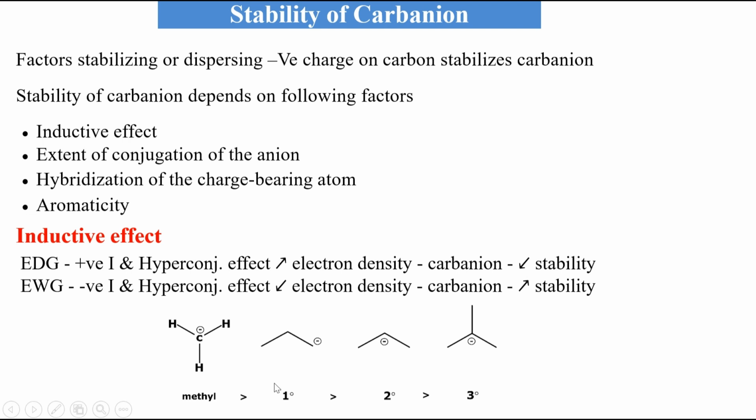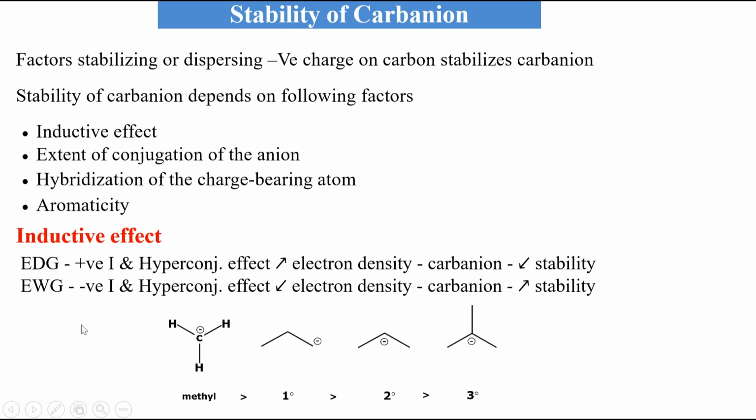The primary carbanion has one carbon attached to it. As it has one carbon, the alkyl group is an electron donating group. The methylene group is an electron donating group. Hence, it becomes more unstable. Here, this carbanion is attached to two alkyl groups, two electron donating groups. That's why it becomes much more unstable. The tertiary carbanion is attached to three carbons, so it becomes much more unstable.